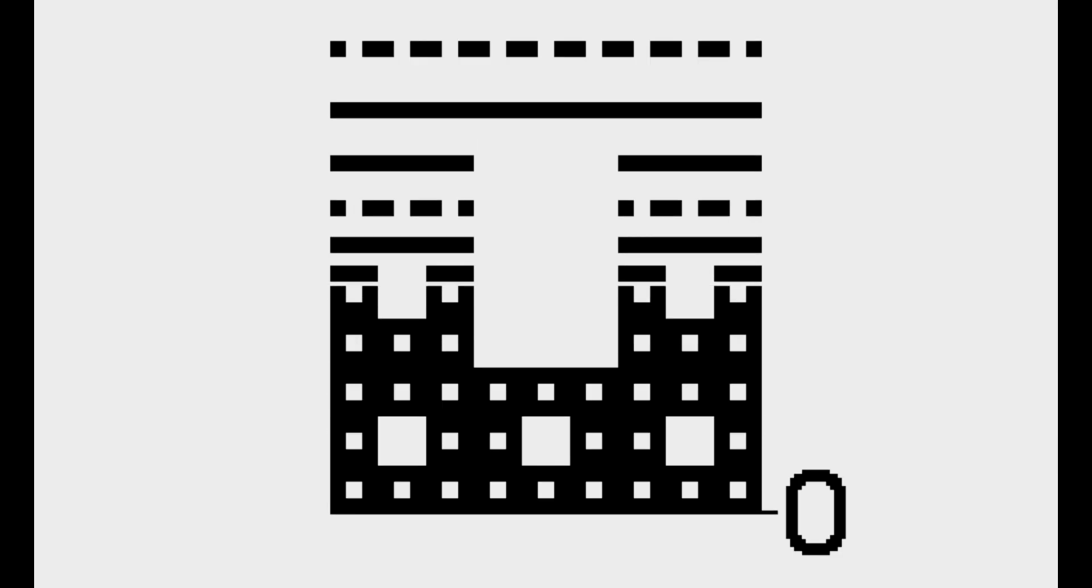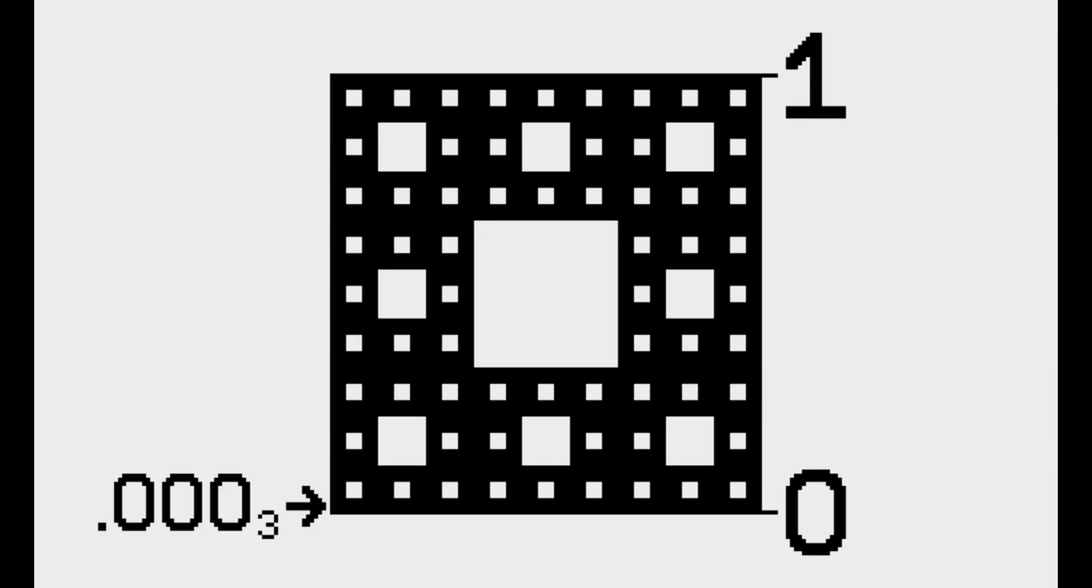For reasons that will become clearer soon, I'm going to add a decimal point on the left and make this rectangle's height exactly 1/27th of its width. If we stack all 27 of the 3-digit constructions in ascending order from 0.000 to 0.222, we get the 1x1 Menger sponge. The Menger sponge is a fractal that has a very similar construction to the middle thirds Cantor set.